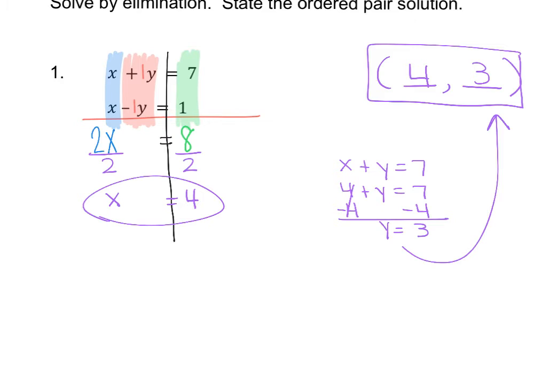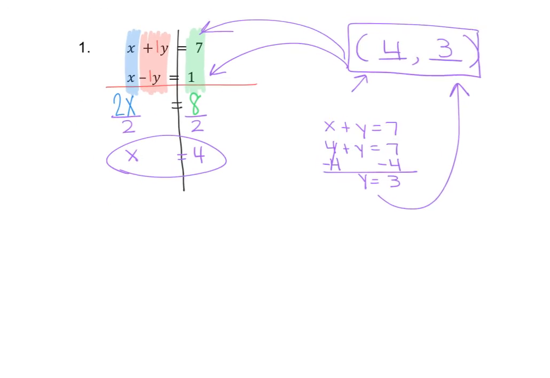Now, keep in mind, you can be checking your work for all of these, and you really should be. You can plug this ordered pair back into both of these and make sure that it checks out and you get the correct answer, and your sides balance and match. That's just good math, and you should do that. All right, let's look at number 2.